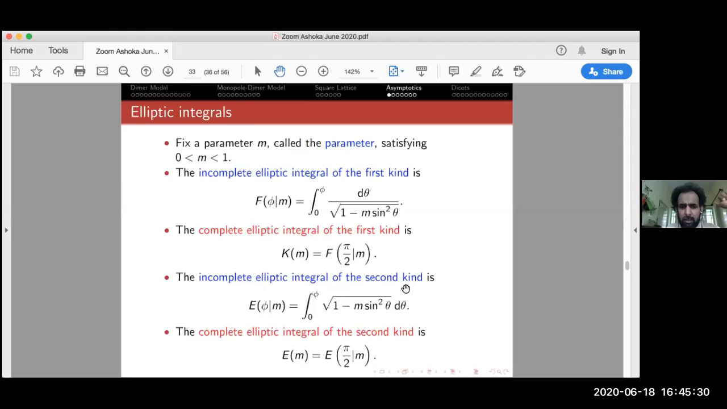Similarly, the incomplete elliptic integral of the second kind is similar to the first one, except that this function is in the numerator instead of the denominator. And again, if you take the upper limit to be pi by 2, you get the complete elliptic integral.